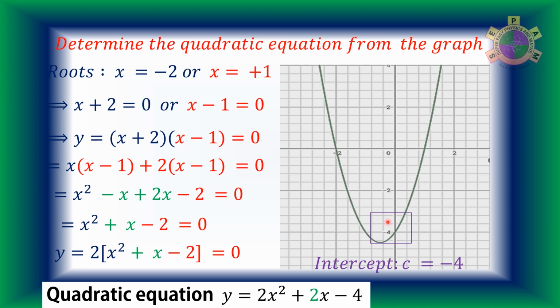So that is how to get the equation of a graph once you are given the roots.